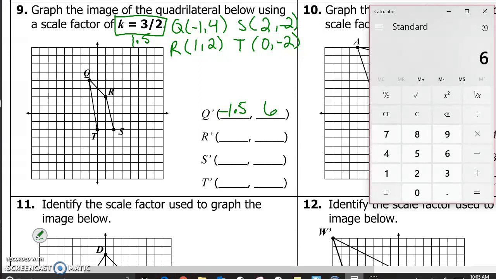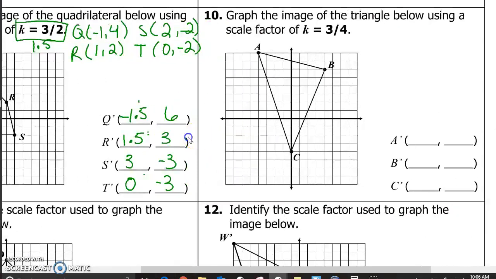So for R, you should have gotten positive 1.5, 3. S, 3, negative 3. And T, 0, negative 3. Because of time, I can't graph it right now, but you should graph it in your notes. Okay, remembering that it's okay to have a decimal, it just goes halfway through. Okay, 0.5 is the same as 1/2.